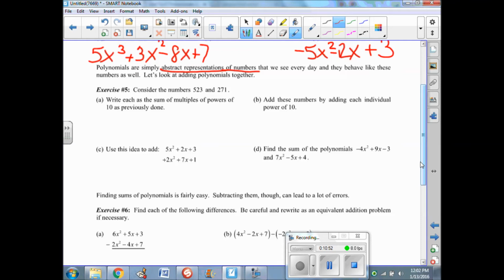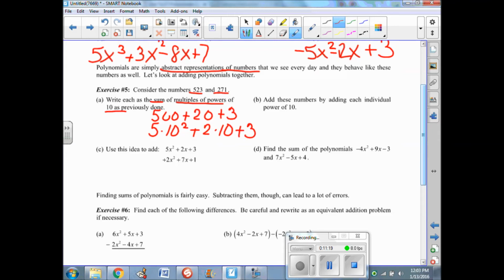I think it's pretty cool. So it says consider the numbers 523 and 271. Write each as the sum of multiples of powers of 10 like we did on the first page. So I know that I have 500 plus 20 plus 3, which is 5 times 10 squared plus 2 times 10 to the first plus 3.